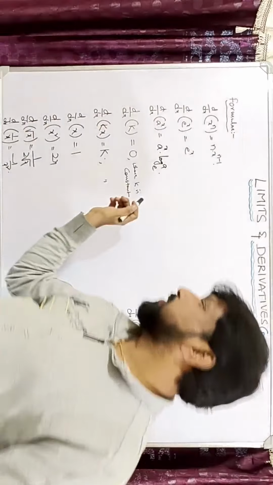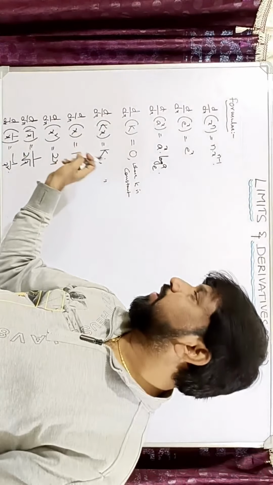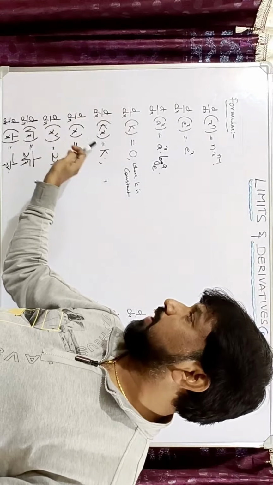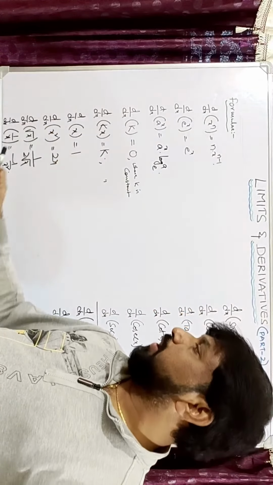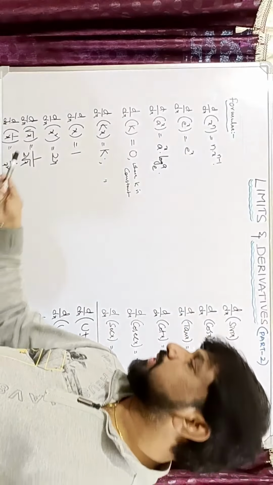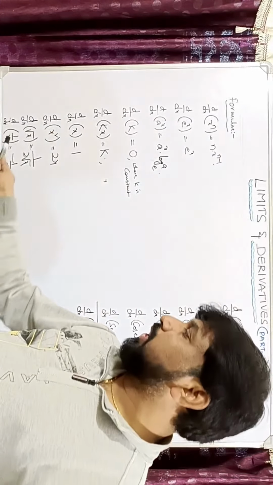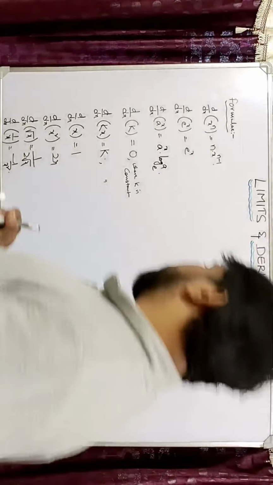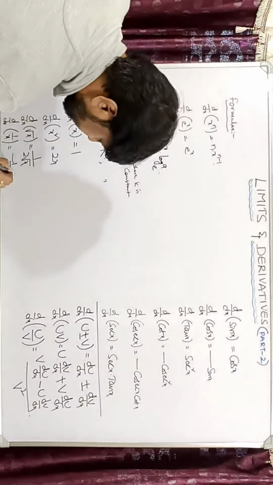Derivative of a constant is 0, where k is a constant. Derivative of kx means k outside, d by dx of x, so k into 1 is equal to k. And d by dx of x square is 2x. d by dx of root x is 1 by 2 root x. d by dx of 1 by x is minus 1 by x square. And one more formula, d by dx of log x.